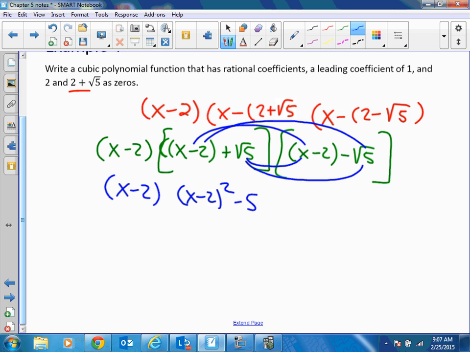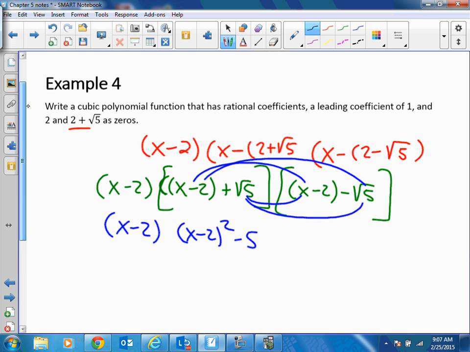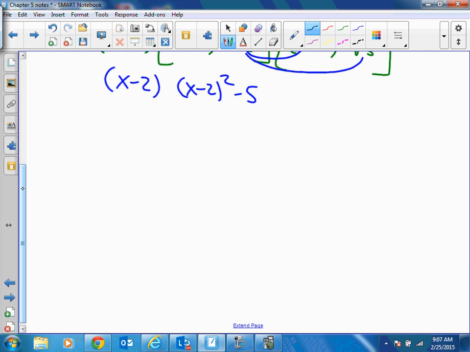Because whenever you have a difference of two squares, the middle terms always cancel out, and you end up with 2. So then what you want to do is expand x minus 2 squared. So you can do, let's bring down x minus 2. We'd have x minus 2 times x minus 2 minus 5, okay?